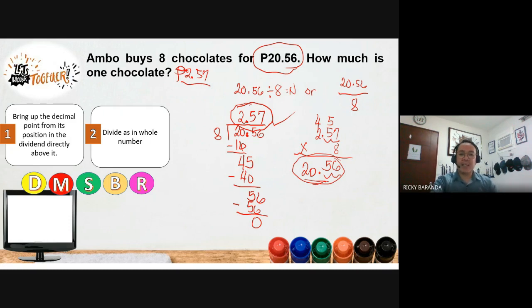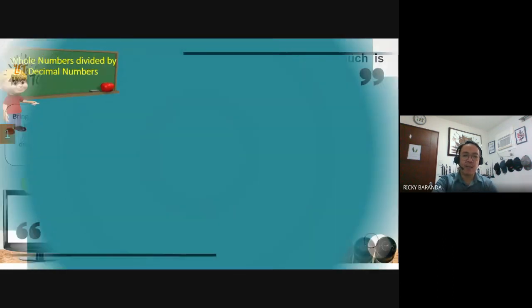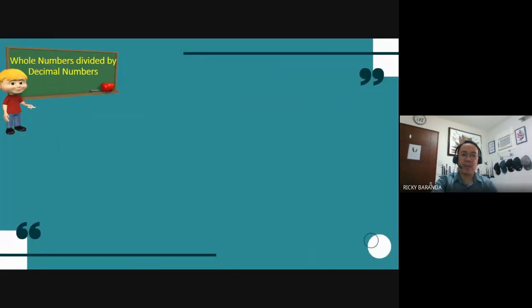So that's how we divide mixed decimals by whole number. So let's go for the next lesson, next topic. How do we divide naman whole numbers by decimal number? Ngayon, whole number naman ang i-divide natin ng decimal. So ang equation natin ay 40 divided by 1.25. So sino nasa loob ng division home? Si 40 divided by 1.25.